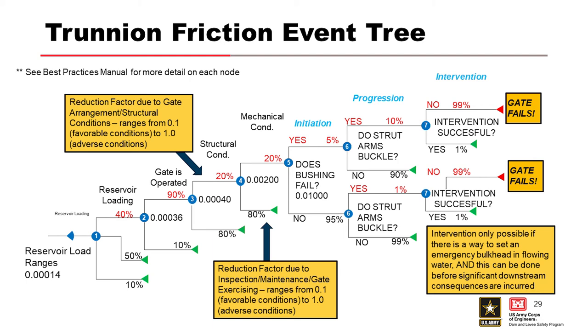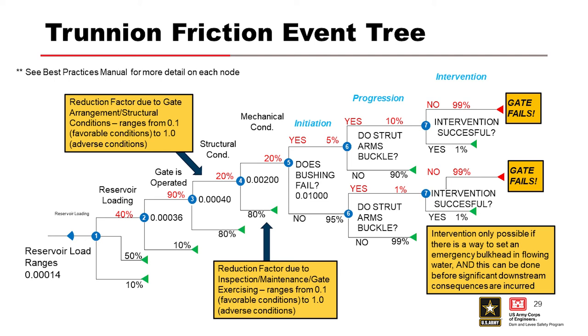And this is where the analysis comes from, the module that you would use, or the finite element analysis, to determine whether the strut arms buckle. And then you look at an intervention event, and this one's probably estimated about right, that it's pretty unlikely that intervention can take place after a radial gate has failed. One of the ways would be if you have an emergency bulkhead that can be set under flowing water when you have an uncontrolled release. So that is a possibility if you have an emergency bulkhead.